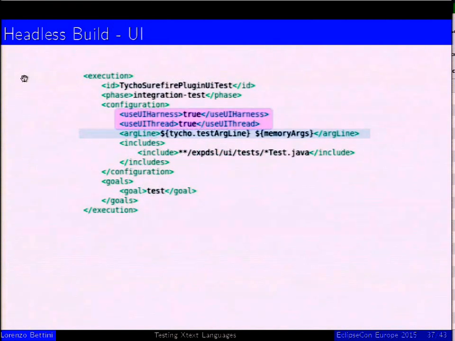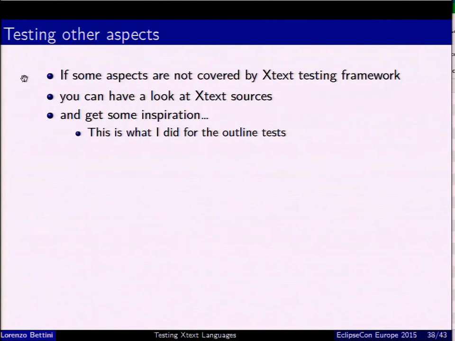For the UI tests, you have to specify to use the UI harness and to use the UI thread. If you're using SWTBot, you have to set the second one to false. So if you want to add other functional aspects to your DSL, you should be able to test them as well.